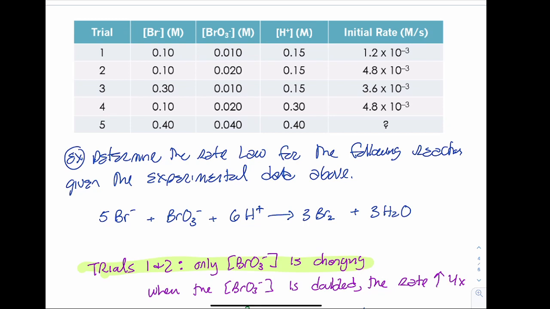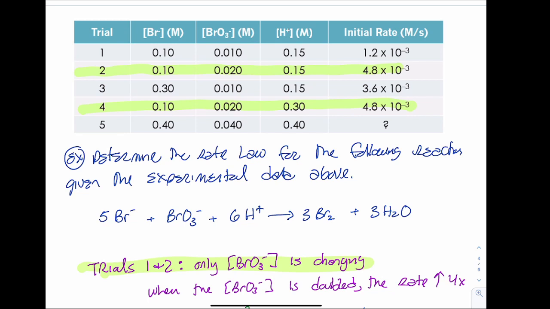So let's find 2 more trials. If I look at trial 1, nope, I don't have anything for that one. Trial 2, yeah, that one works. So if I look at trial 2 and trial 4, what I'm trying to do is find something where the only thing that's varying is one of my reactants.